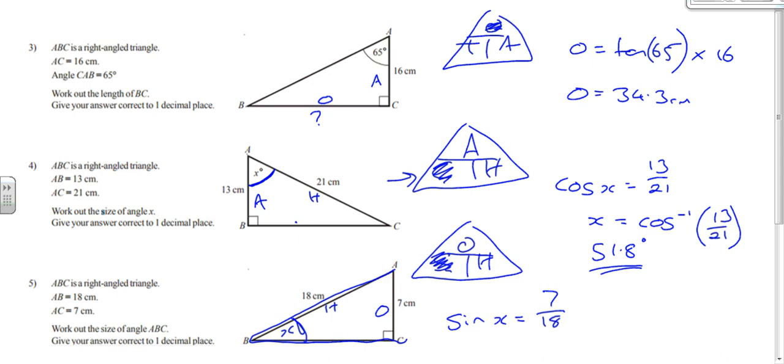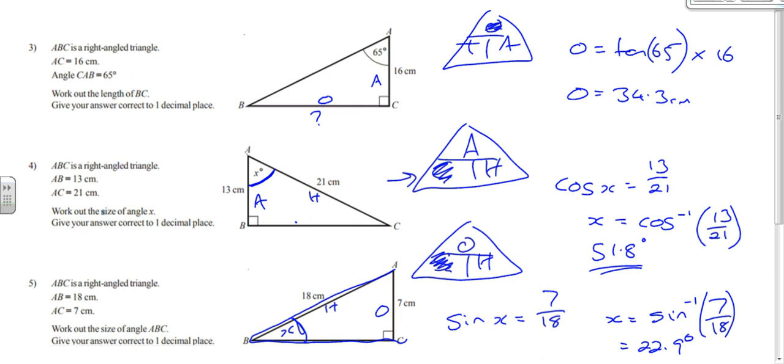And just like we did above, the way we work out the angle is we do sin to the minus 1. So x equals sin to the minus 1 of 7 over 18. So inverse sine brackets 7 divided by 18. And we get 22.9 degrees.